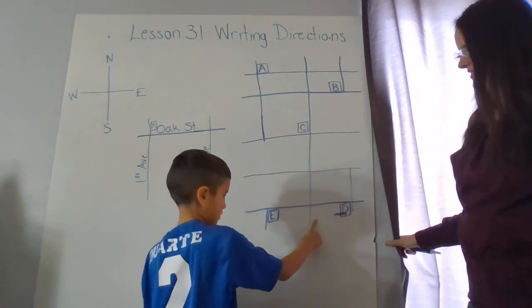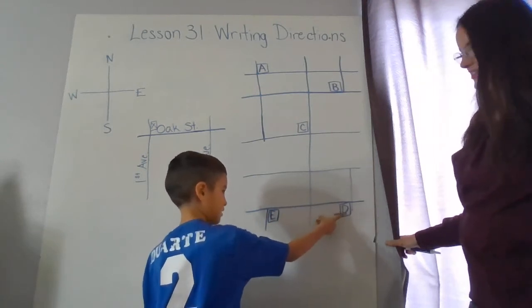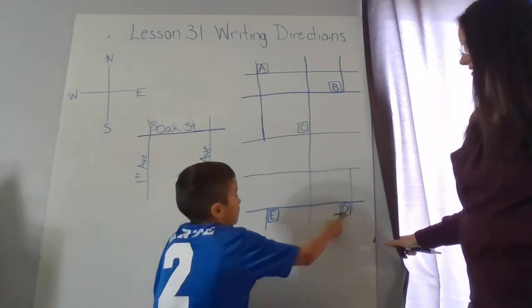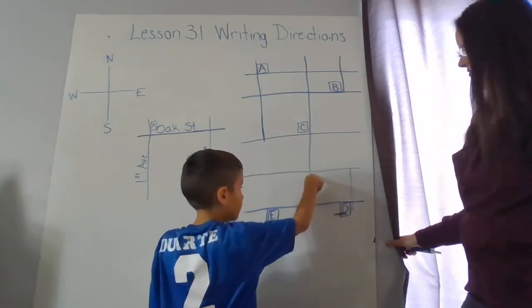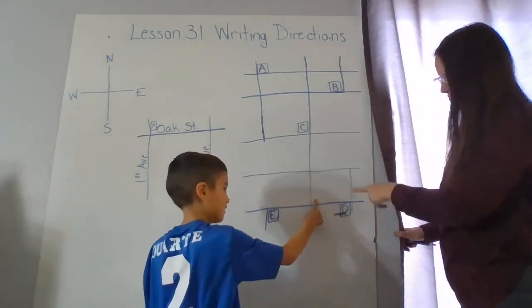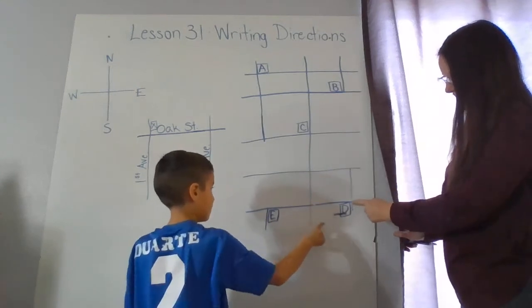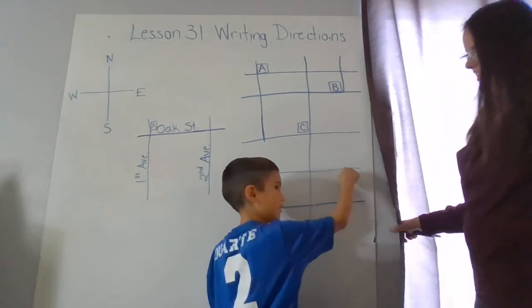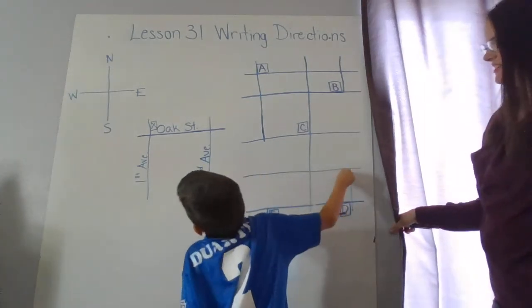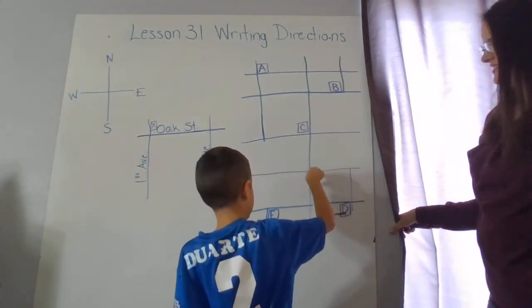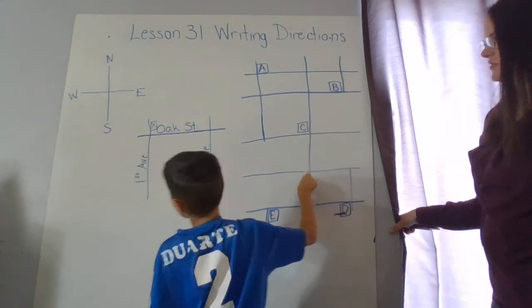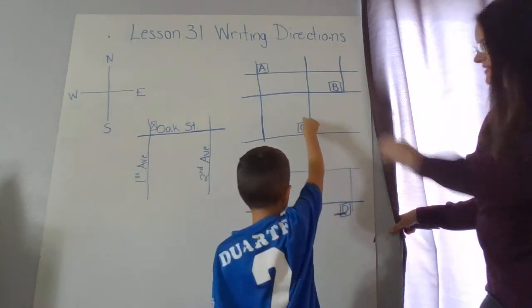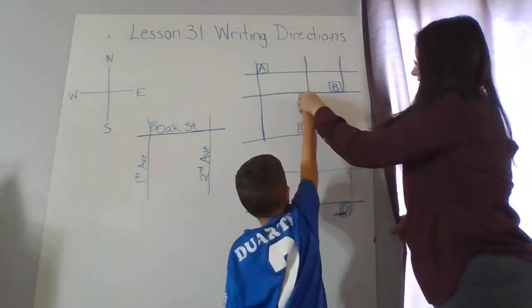Where are you at? You're at D. Now travel north 1 block. Oh, you went north, but you also went west. You were here at D. Travel north 1 block. You got to get all the way up there. Now travel west 1 block. Now travel north 2 blocks. The whole way up to the intersection, way up there.